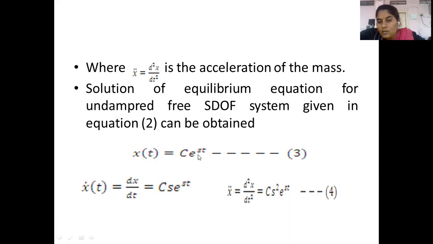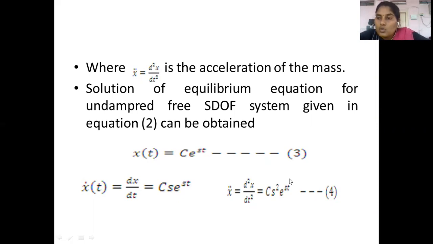So how do we calculate the second derivative of c into e raised to st? c is the constant term, e raised to st is the second term. The first derivative we have already taken; from the first derivative we have to calculate the second derivative. So x double dot, d2x by dt square, is equal to c into s square into e raised to st. Why? In c into s into e raised to st, the first s is there as per the first derivative. If we take the second derivative of e raised to st, again s will come. c and s are both constants, t is the variable. So c into s square into e raised to st is the second derivative of x of t.